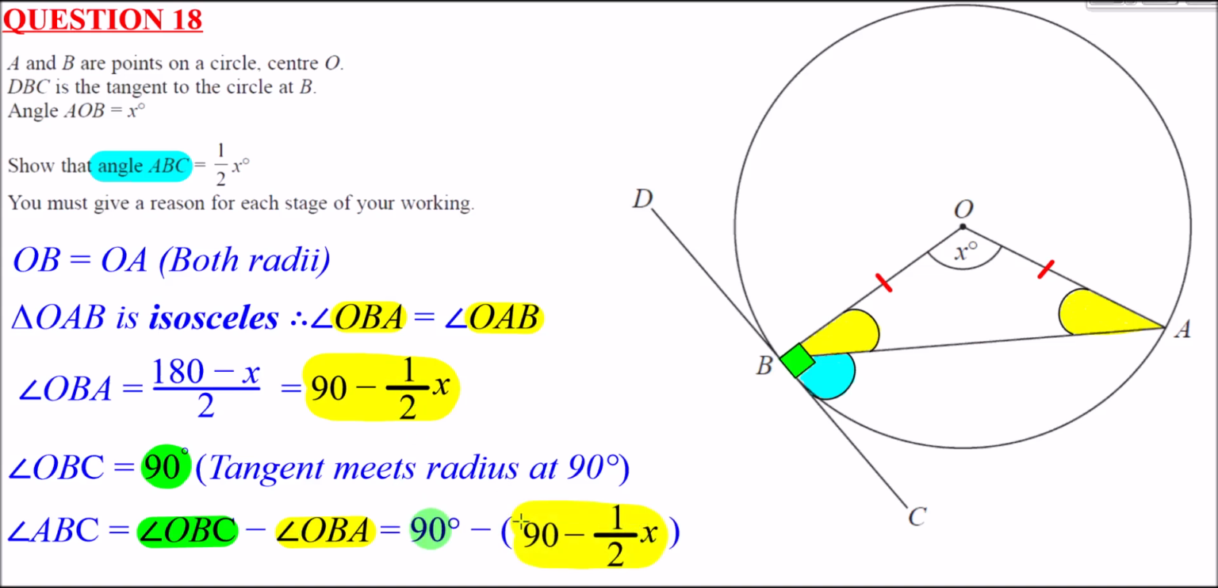So 90 take away 90, that cancels. Then I've got minus half of an x. Minusing a minus makes a plus, so therefore angle ABC is minus half of an x, which is positive half an x, which is exactly what we wanted to prove. So finally we've done the question.